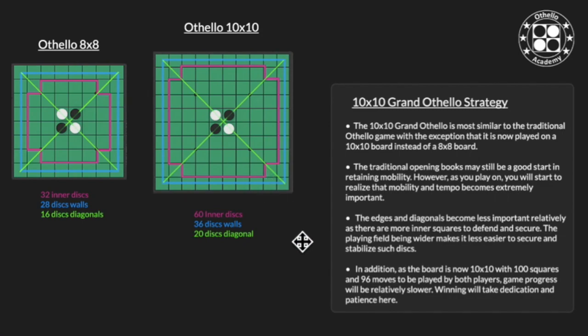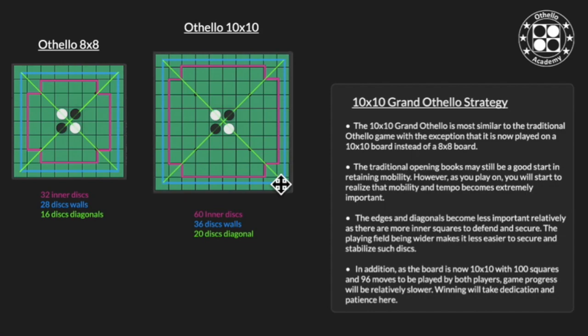So I would say that the 10 by 10 Othello is almost exactly like the traditional Othello game, with the exception that it's now being played on a 10 by 10 board. Traditional opening books can still be a good start in terms of how you retain mobility. However, there might be slight differences due to the distance of it going to the edges. So I think edge play based openings might differ the most. Centralizing openings might differ lesser, perhaps. So yeah, the playing field becoming wider makes it a lot tougher to actually try to secure and stabilize discs.